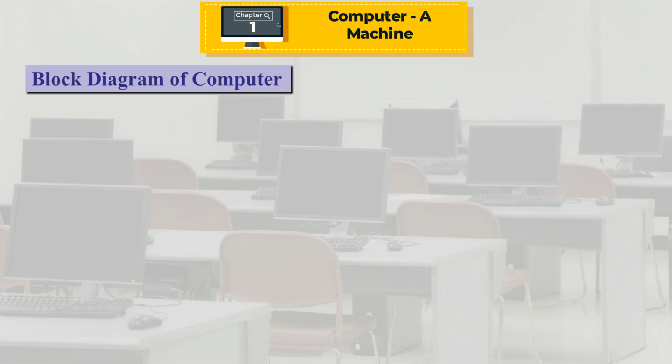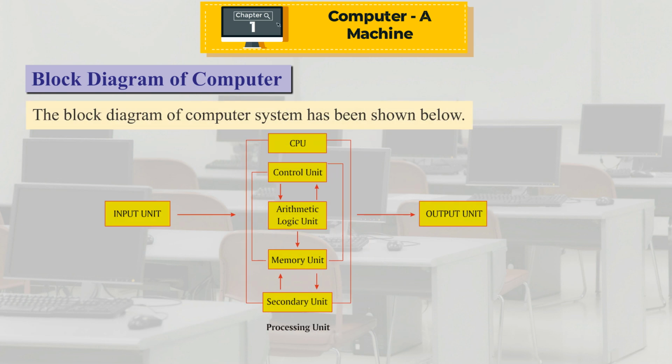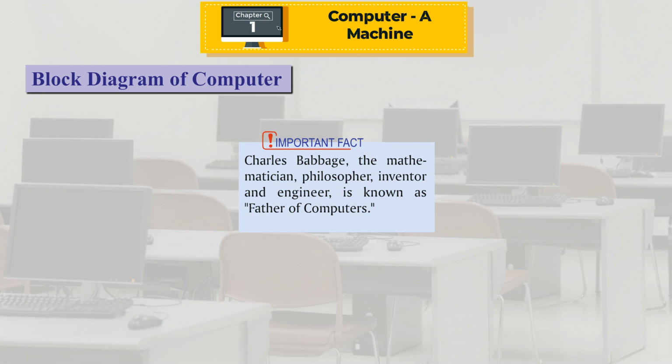Block diagram of computer. The block diagram of a computer system is shown below. Input unit, CPU, control unit, arithmetic logic unit, memory unit, secondary unit, output unit, processing unit. Important fact: Charles Babbage, the mathematician, philosopher, inventor and engineer, is known as the father of computers.